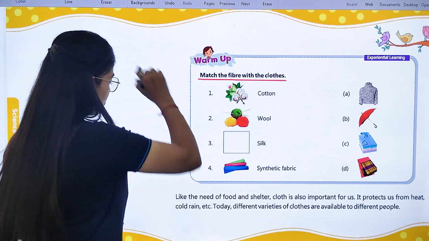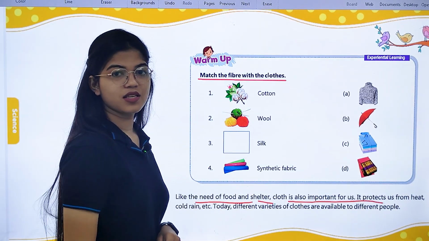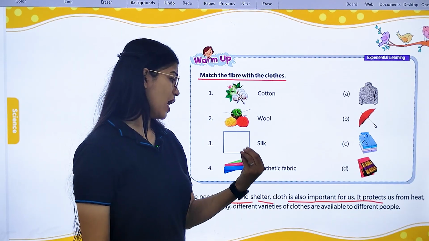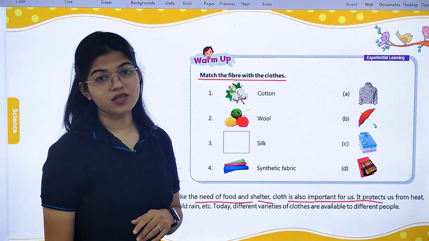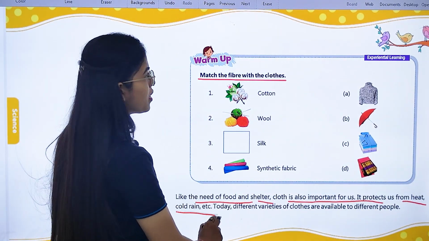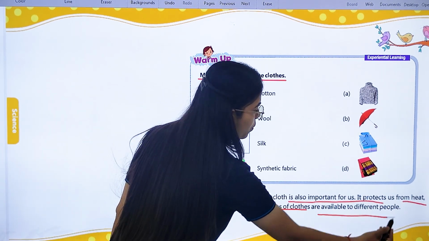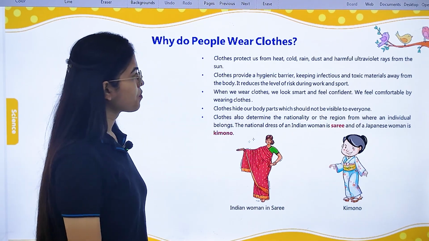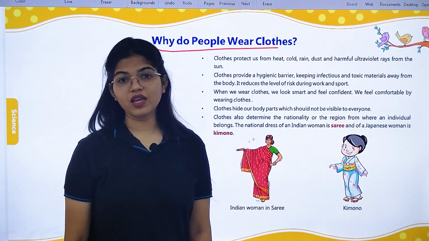Like the need for food and shelter, clothes are also important for us. As I told you, as we require food and shelter because these are important for us, in a similar way clothes are also very important to us. Why? Because clothes protect us from heat, cold, rain, etc. And today we have a different variety of clothes available to different people. So the first topic we have is: why do people wear clothes? What is the need of wearing clothes?